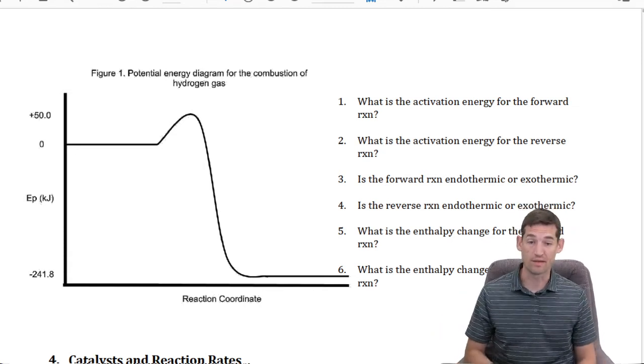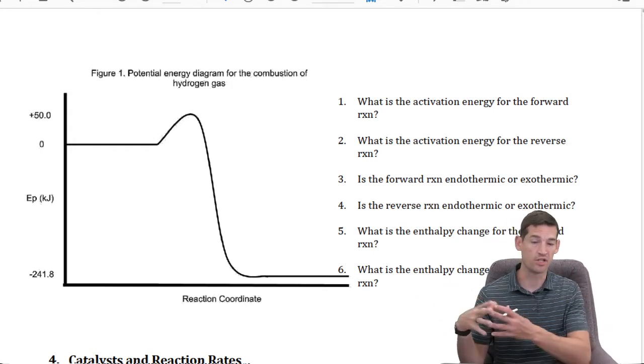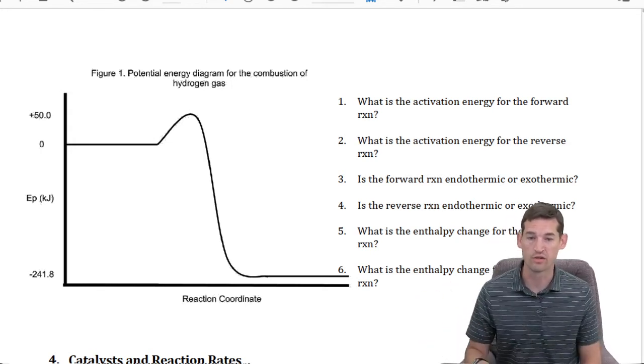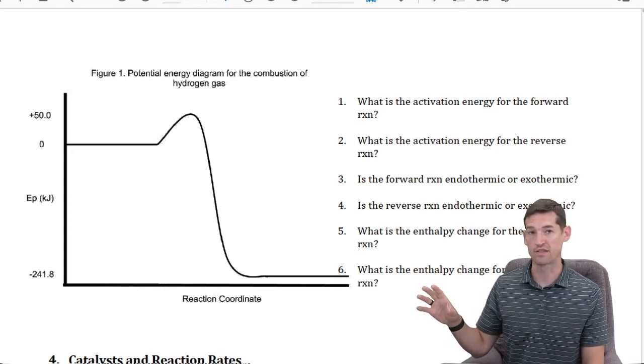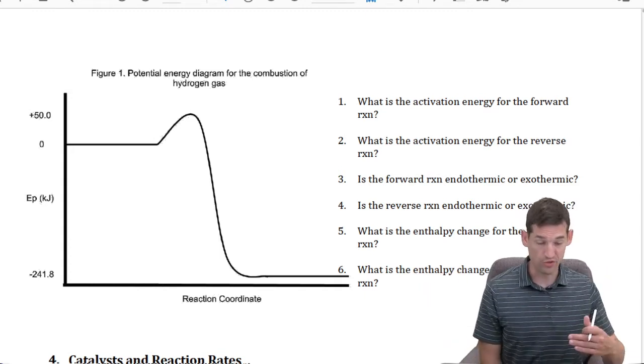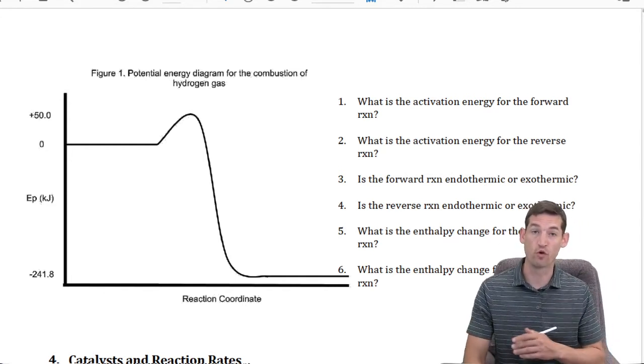Okay, let's do an example. So here I've given you in your notes a potential energy diagram. It's already drawn out for the change in the combustion of hydrogen gas. And there are some questions here that we need to ask. So what is the activation energy for the forward reaction?